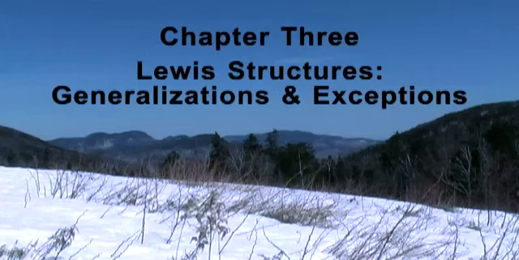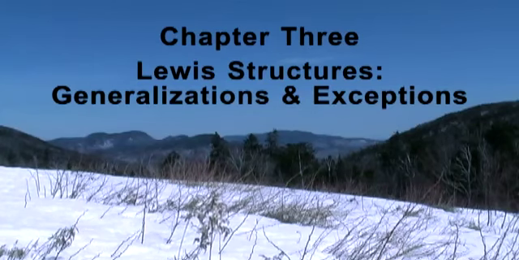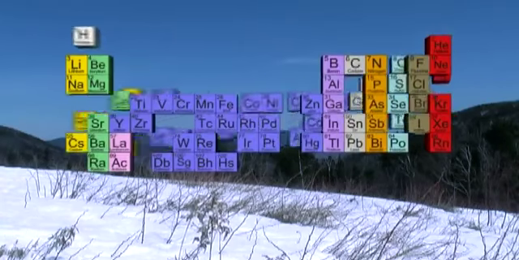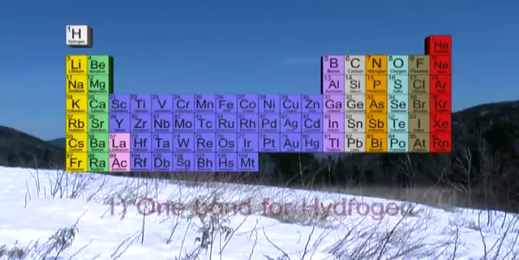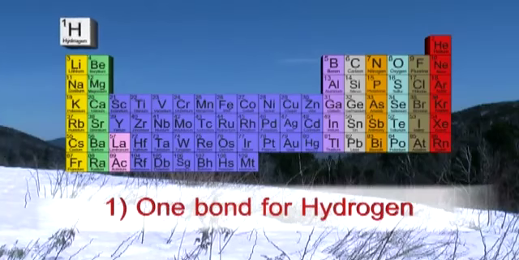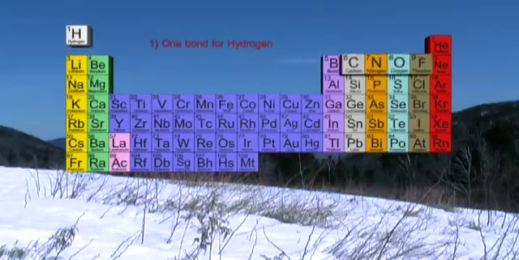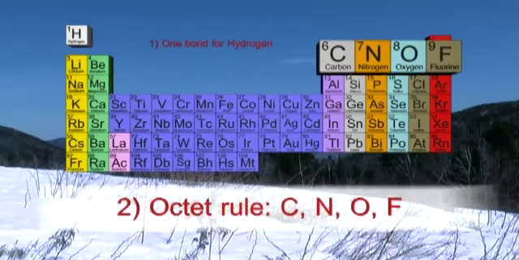When drawing Lewis structures, it is convenient to always keep in mind some generalizations and exceptions for common elements. The first row element hydrogen will always make 1 bond. The octet rule for second row elements such as carbon, nitrogen, oxygen, and fluorine will always hold, and those elements cannot exceed 8 electrons.